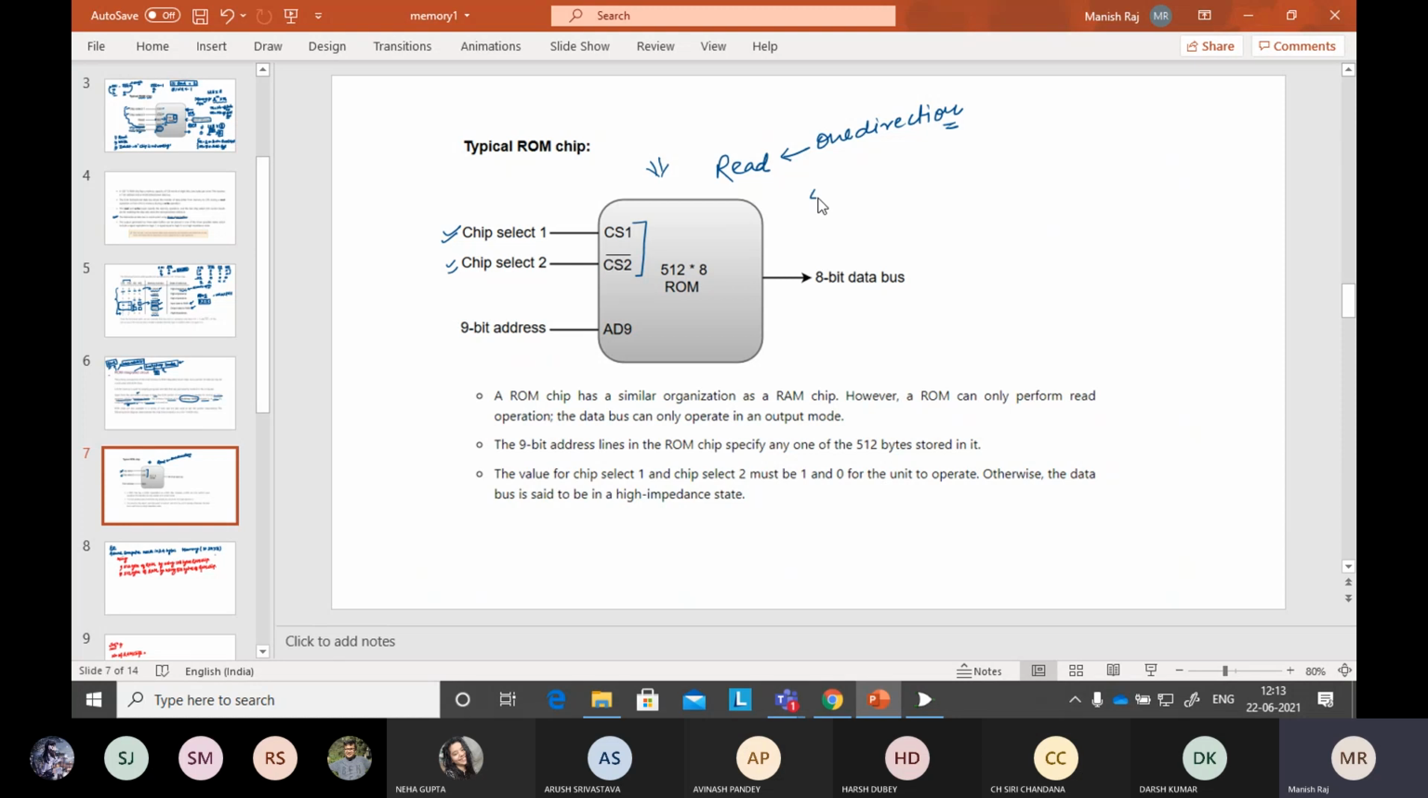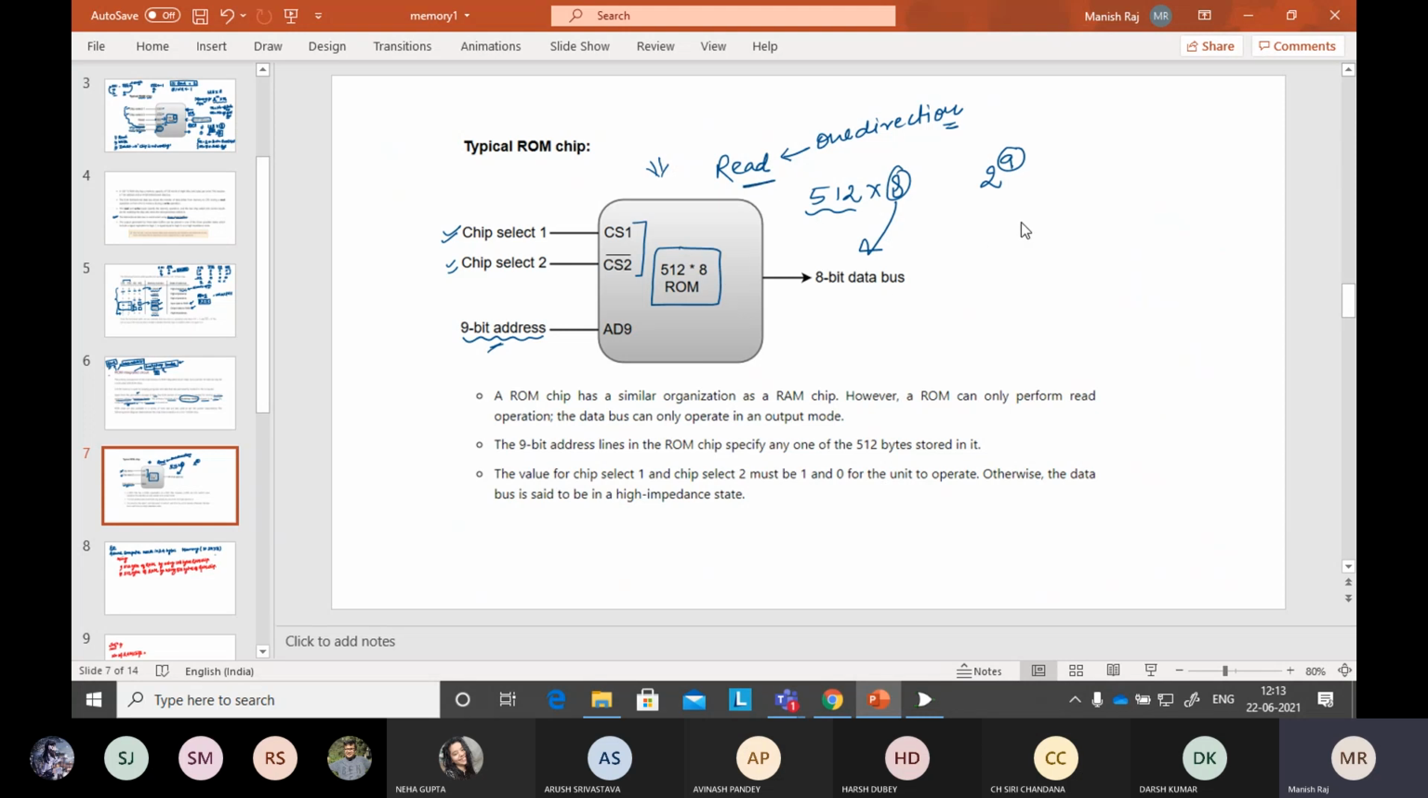So again that is 512 into 8, so the data bus is 8, and the address bus you can find is 2 to the power 9, so a 9-bit address bus you can use here. So the size remains the same, like that. You can understand that it is 9 bits for the address. Here only the read operation occurs.